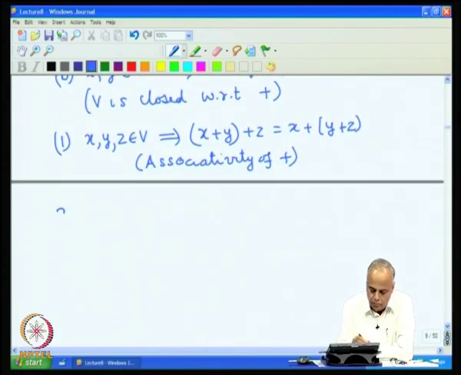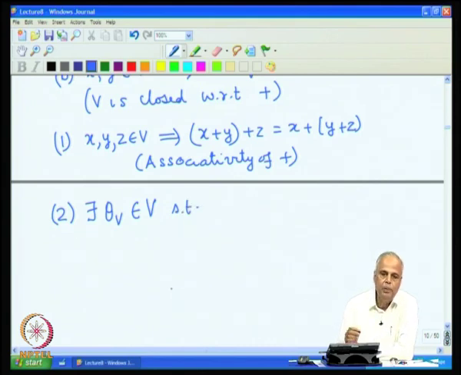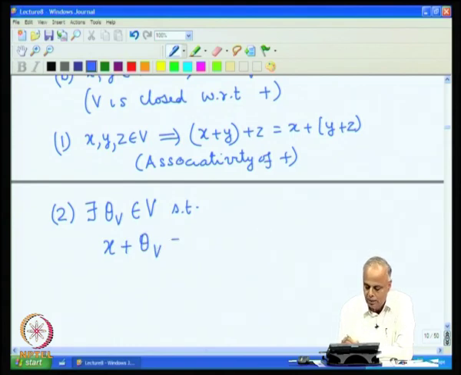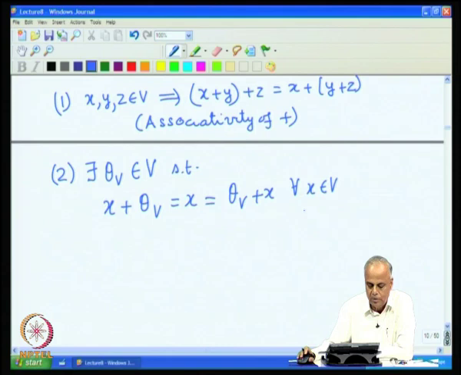Then we wanted the existence of something akin to 0. So, we had 0 in the real numbers, theta k in R k. Now, for V we shall call it a general theta V. There exists an element theta V in V such that, what was the property required of 0? When it combines with anything, the result is what you combine: x plus theta V equal to x equal to theta V plus x for every x in V. That is the role played by 0, generalized now.